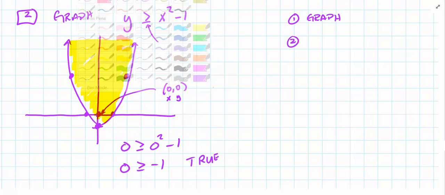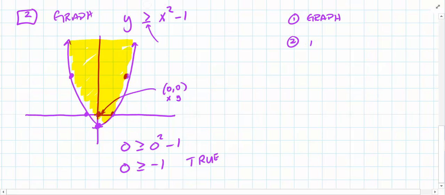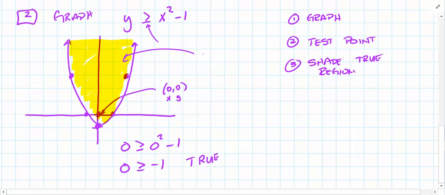So the second thing that we did was we took a test point, right? And then finally, the third thing we did, we shaded the true region. Shade the true region. So everything that we have in here is our region.